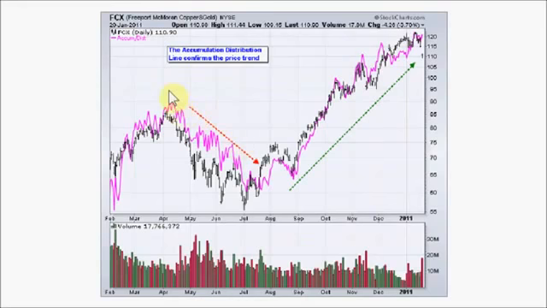So let's take a look first at how the AD line is confirming an uptrend, then a downtrend, and then another nice uptrend. That's perfect. That's how it's supposed to look. But what you need to watch out more for are the divergences, either bullish or bearish.